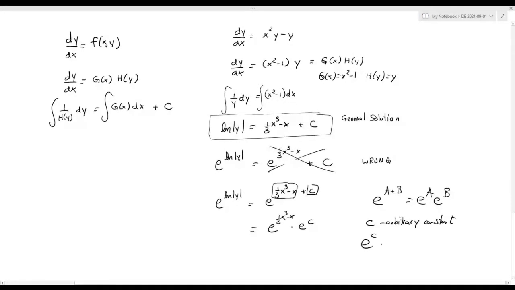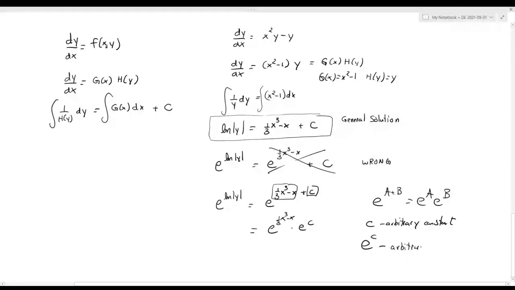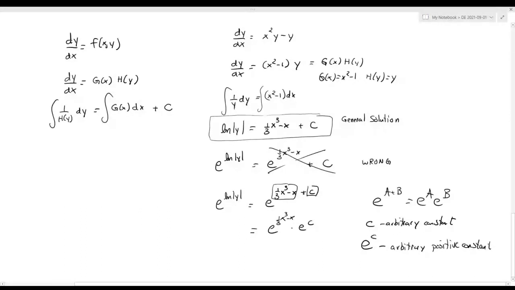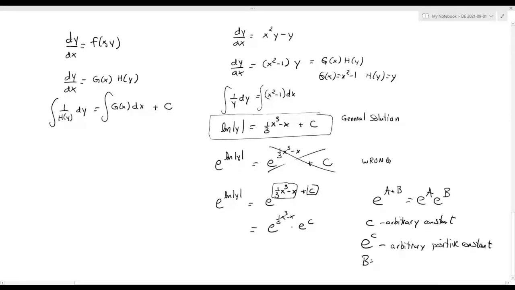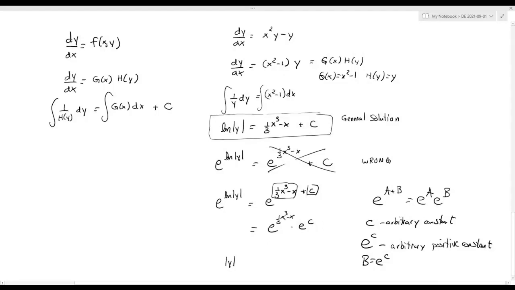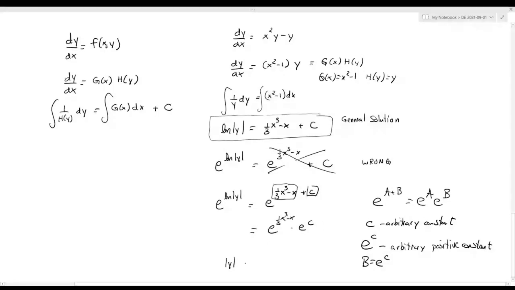So e to the c will be what kind of thing? It'll be arbitrary still, but it'll be an arbitrary positive constant. So we can maybe call it b. On the left, of course, the exponential and the log composition inverse is there, so you got the absolute value of y, and then e to the c becomes an arbitrary positive constant times this exponential.